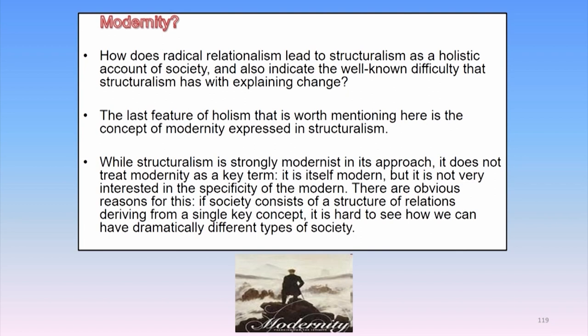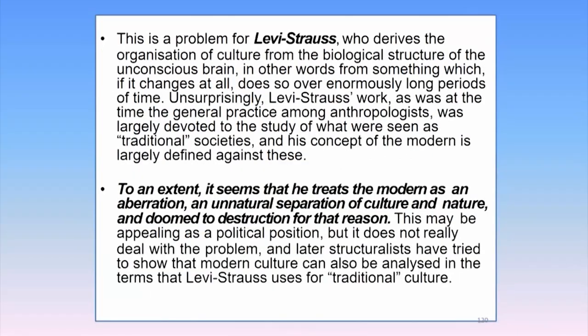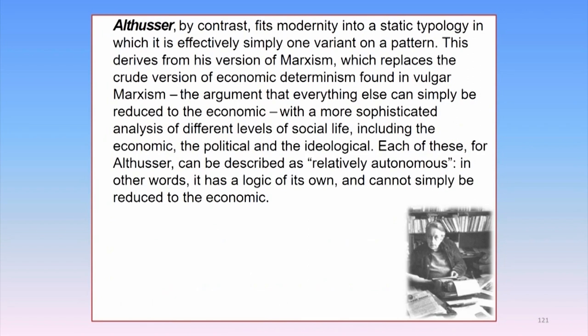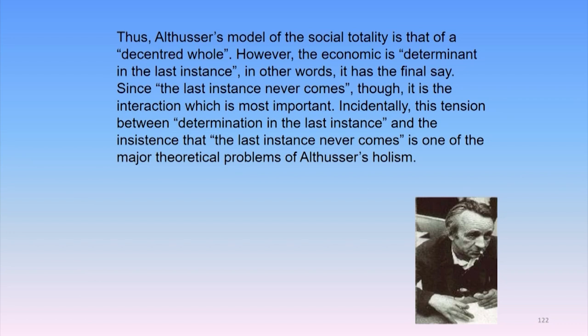Okay. Then we have discussed how, to an extent, it seems that Levi-Strauss treats the modern as an aberration, an unnatural separation of culture and nature, and doomed to destruction for that reason. Althusser, by contrast, fits modernity into a static typology in which it is effectively seen as one variant on a pattern. Okay. That is why I used the term vulgar Marxism in this sense.